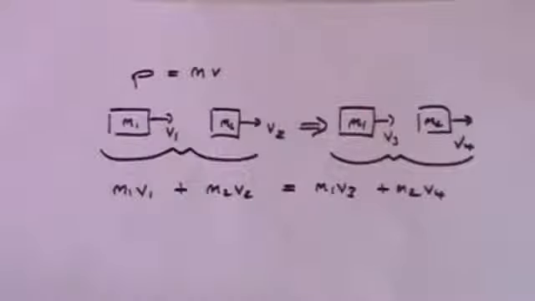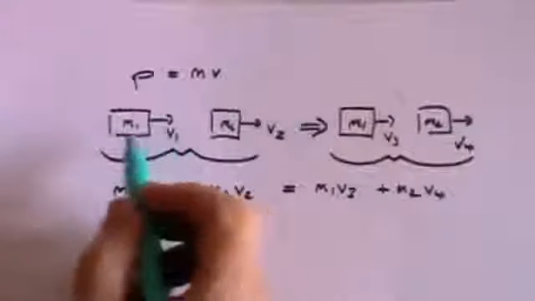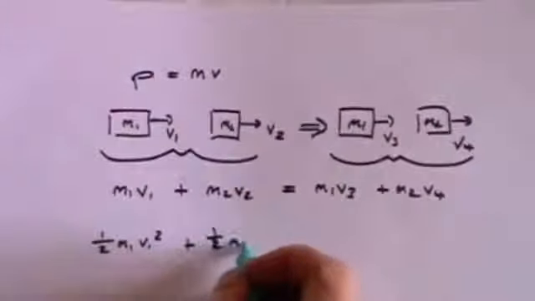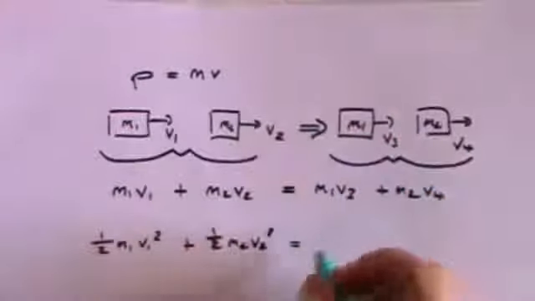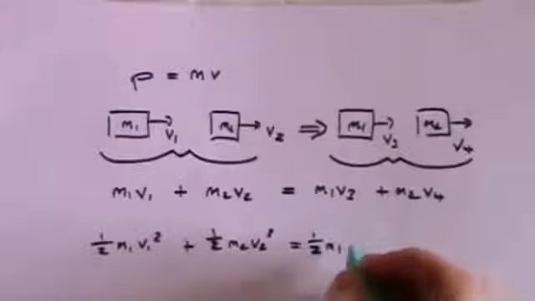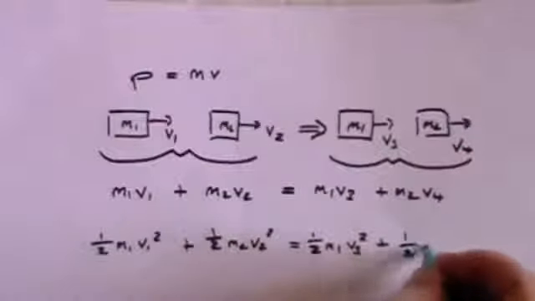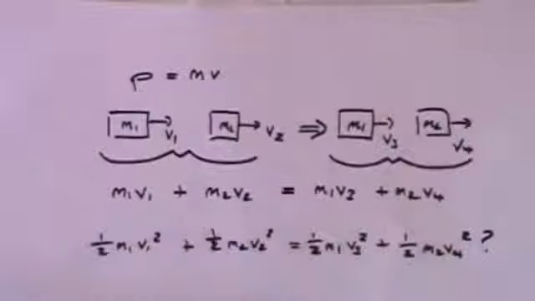What is sometimes the case is that kinetic energy is conserved. Now if that happens, then you can say that the kinetic energy is half mv squared, so a half of m1 v1 squared, plus a half m2 v2 squared. That is going to equal the kinetic energy afterwards, which is a half m1 v3 squared, plus a half m2 v4 squared. Now that is only sometimes the case.